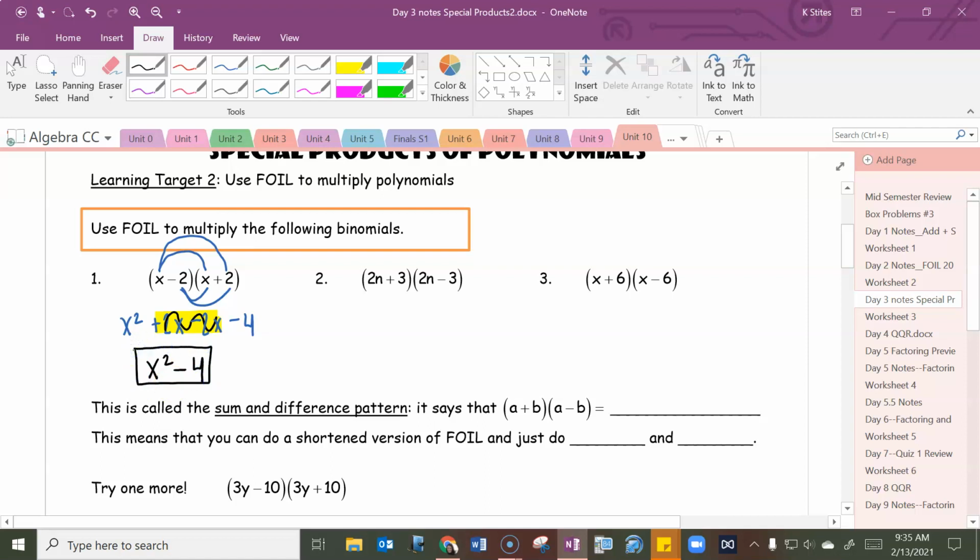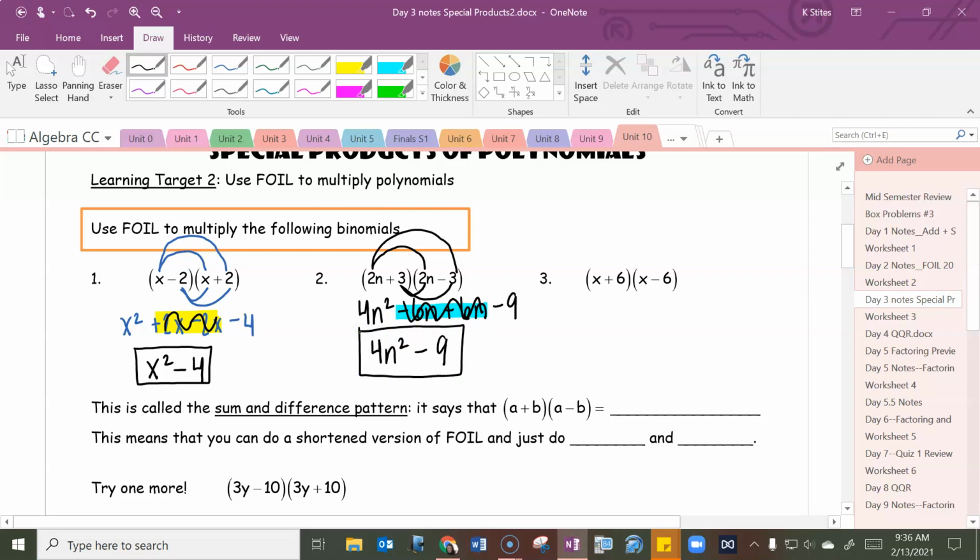All right, let's see if this happens again. First, 2n times 2n is 4n squared. Outer, 2n times negative 3 is negative 6n. Inner, 3 times 2n is positive 6n. And last, 3 times negative 3 is negative 9. Once again, your like terms in the middle cancel. Negative 6n plus 6n is 0. So we are just left with 4n squared minus 9.